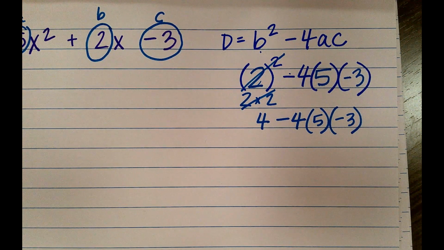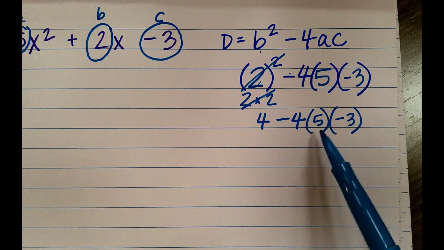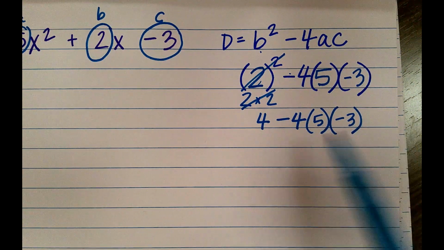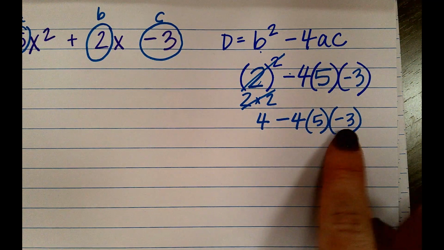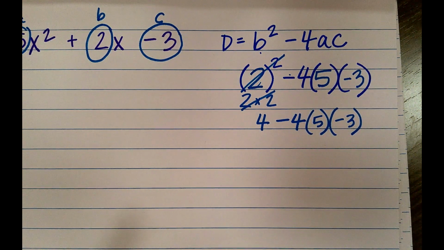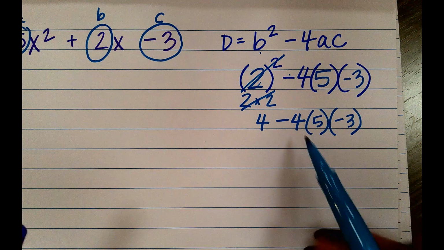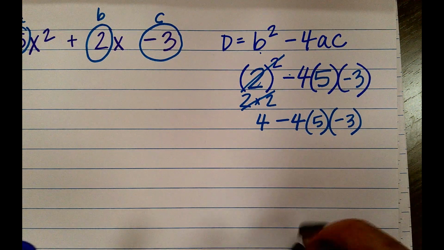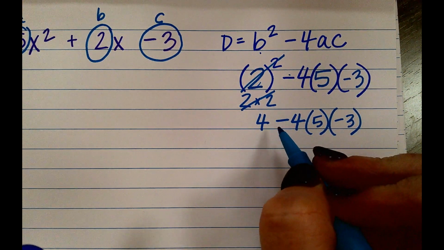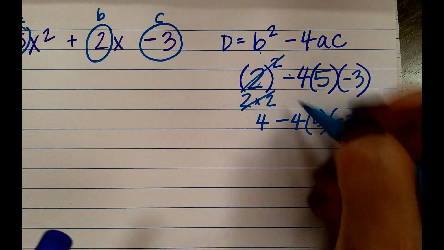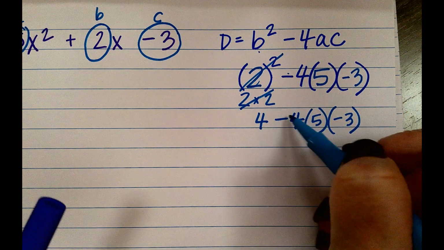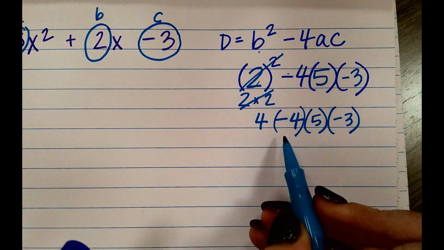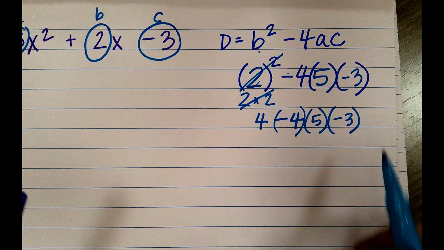Now, what's interesting, guys, is I've noticed in the last few problems we've done, everybody tends to want to multiply the last 2 numbers first. Normally we wouldn't do the last numbers first. It still works, but instead of thinking of this as minus 4, I would think of it as you have 4 over here, and then you are going to add it to whatever negative 4 times 5 times negative 3 is.